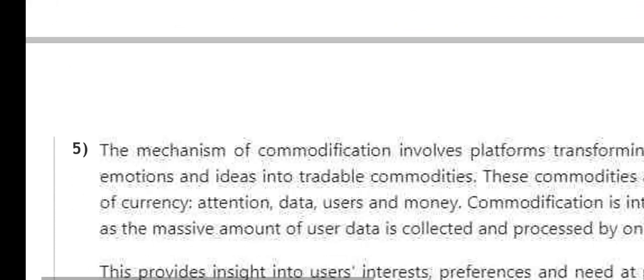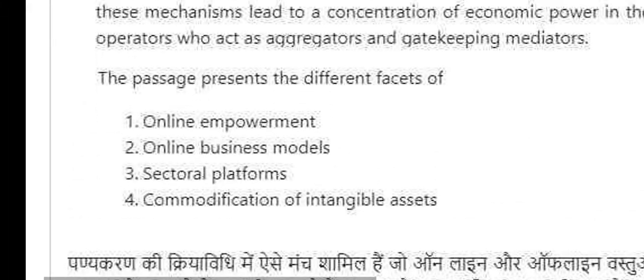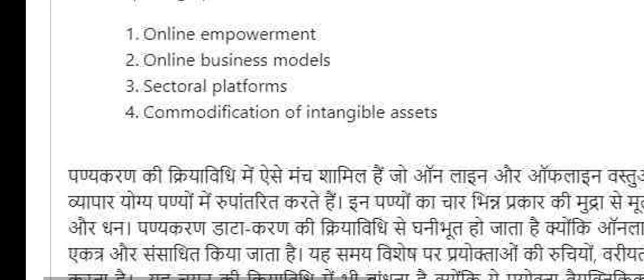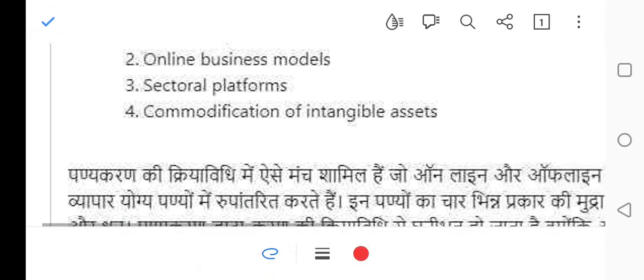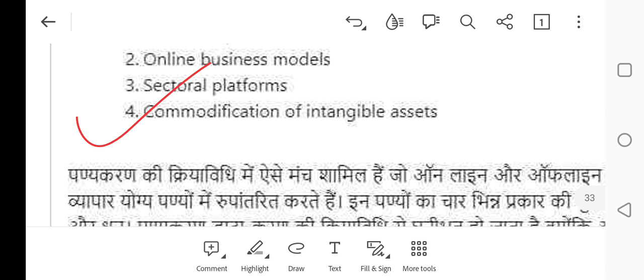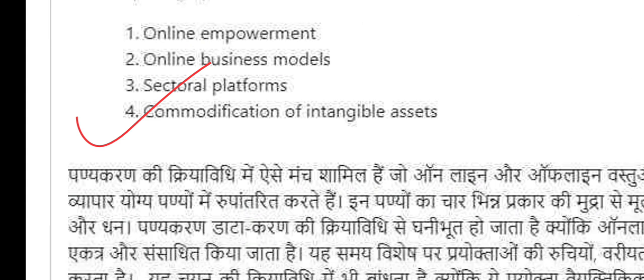So last question, it says, the passage presents the different facets of what? Online empowerment, online business models, sectoral platforms, commodification of intangible assets. So it will be number 4, commodification of intangible assets.